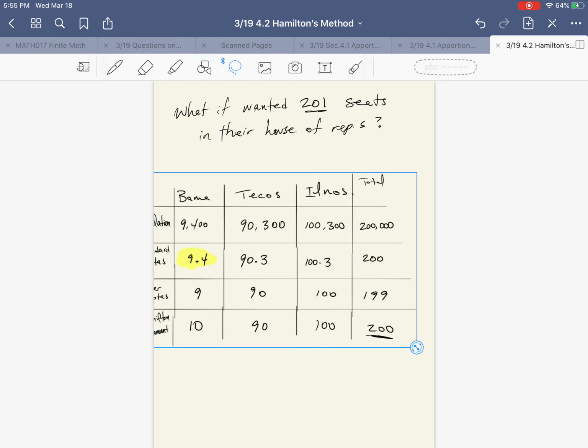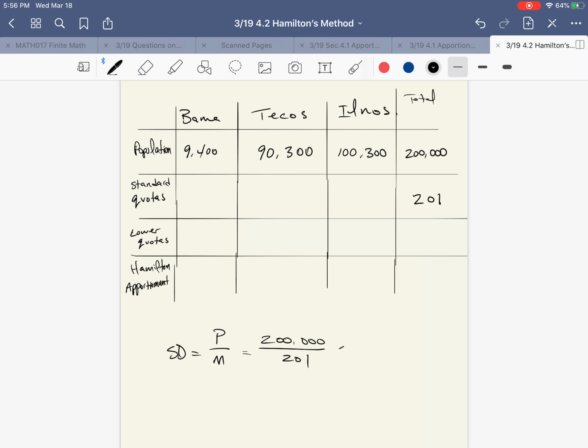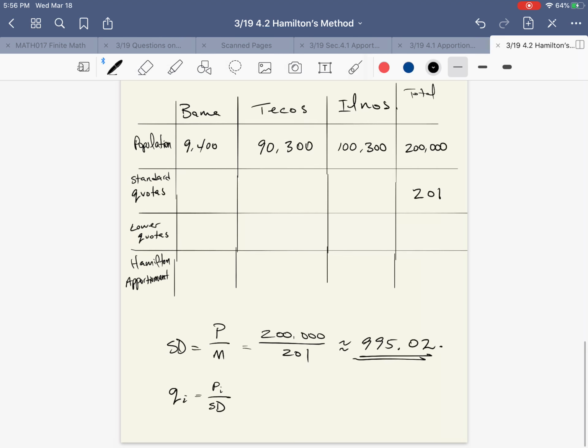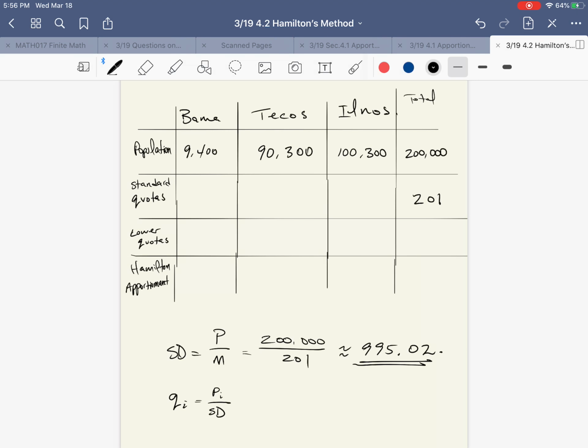And what are we going to get? This is approximately 995.02. Okay. Now, again, if we remember, our standard quotas are each state's population divided by the standard divisor. Given that I've got a calculator and you're sitting here watching videos, I'll just tell you what we get when we divide 9,400 by the standard divisor. We get approximately 9.45.